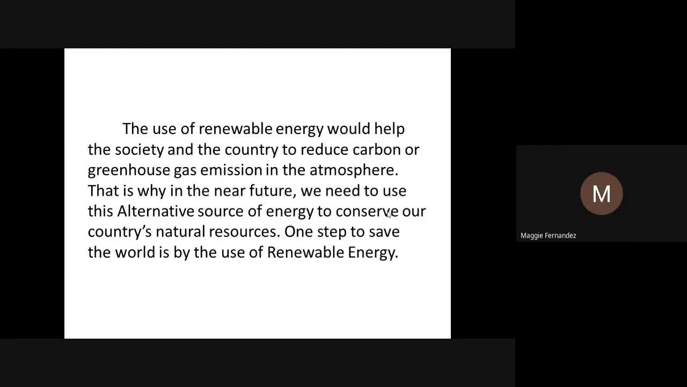Blackout. Brownout. Wala na din tayong mapagkukuhaan kasi napakadami ng consumers. And then, kulang na yung sources.